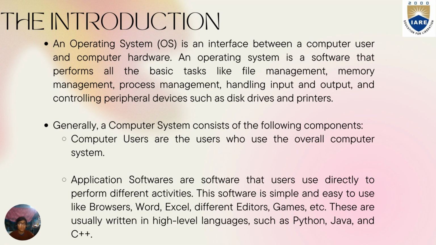Computer users are the users who use the overall computer system. Application software are software that are used directly to perform different activities. This software is simple and easy to use like browsers, Word, Excel, different editors, games, etc. These are usually written in high-level languages such as Python, Java, and C++.